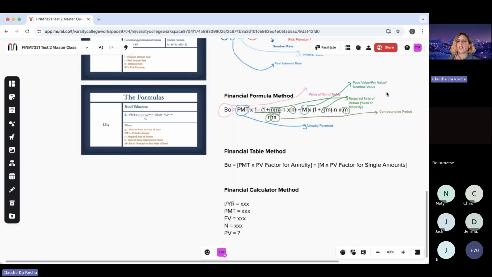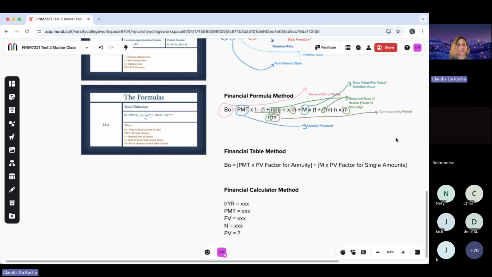So with the last formula, you've got the value of your bond today. Okay, so that's in your pink. Your PMT is your annuity payment, so how much you need to pay over the compounding period. You've got your R, which is your required rate of return, or it can be called your yield to maturity. You've got your small m, compounding period. Your big M is your face value, par value, nominal value. That is, in essence, the amount that you're going to get back for the bond at the end of its life without the payment amount. And then you have your N, which is your number of periods.